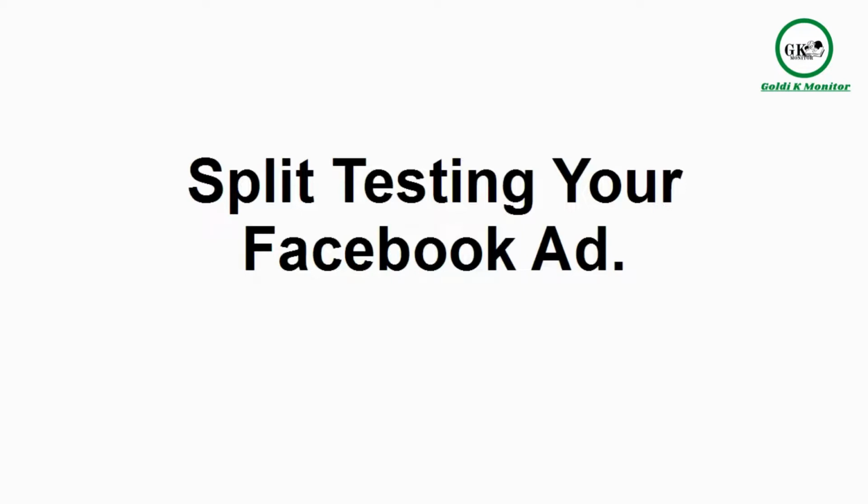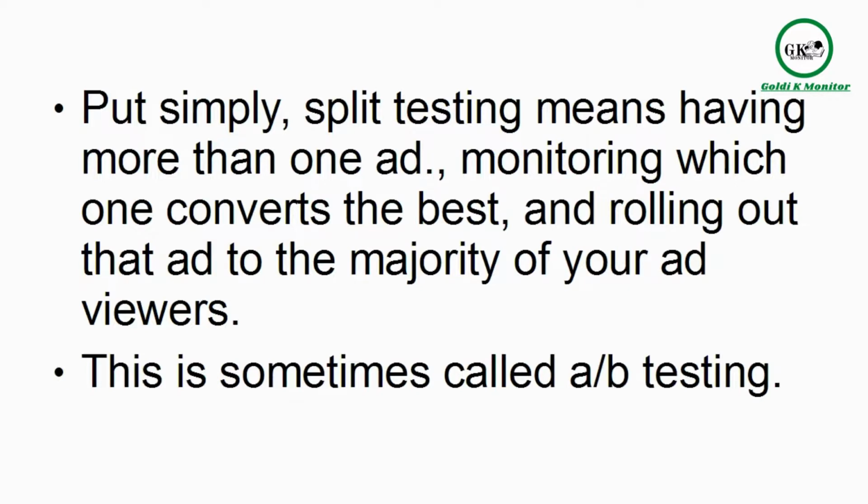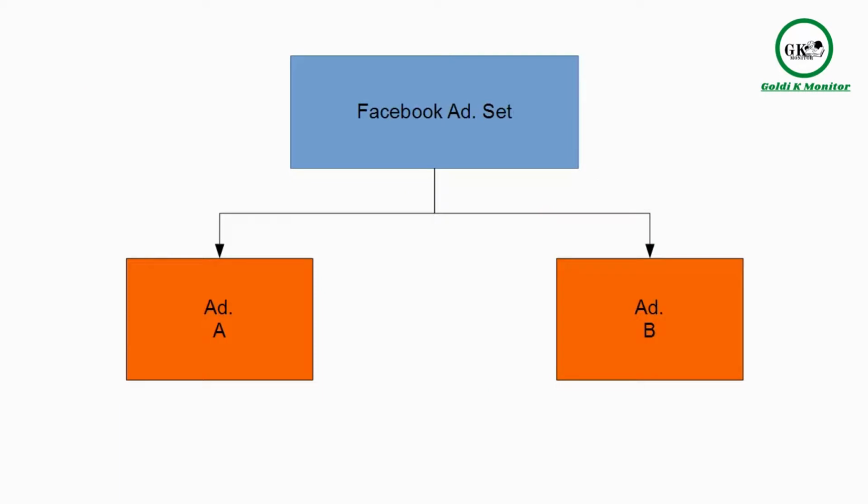Split testing your Facebook ad is a surefire way to make sure that you're getting the best from it. Now, put simply, split testing means having more than one ad, monitoring which one converts the best, and then rolling out that ad to the majority of your ad viewers. Sometimes this is called A/B testing. And it works a bit like this. First of all, you have your Facebook ad set, and then you have two ads. For the sake of argument, let's call them ad A and ad B.